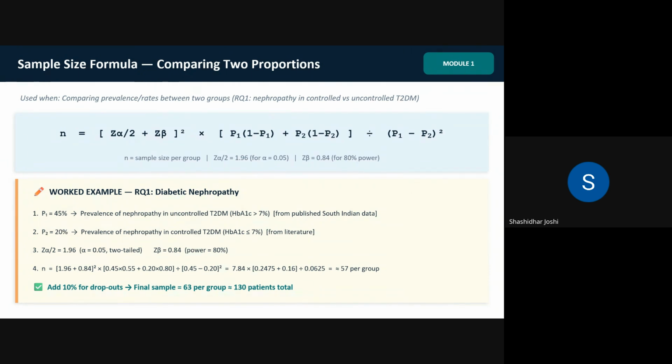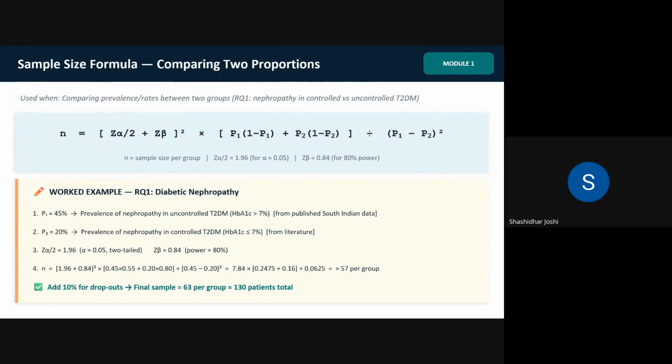Whereas other components here, like P1, P2, those are not fixed. Those are coming from literature basically. Remember that P1, P2, they are coming from literature, whereas Z alpha by 2, Z beta, they are not from literature. They are fixed. You can blindly use these values and plug them into your sample size.